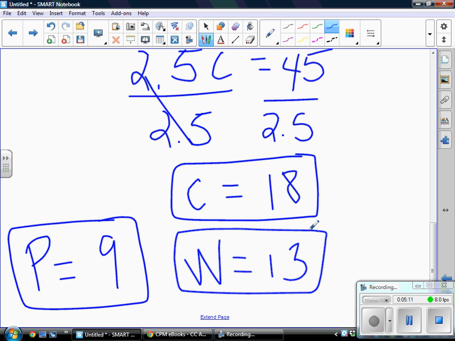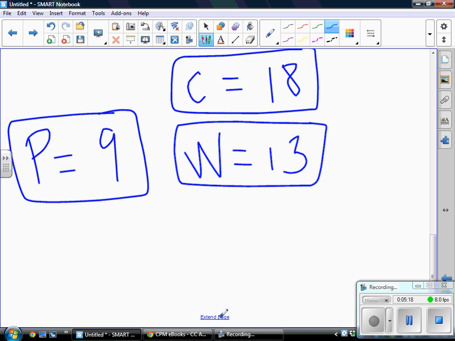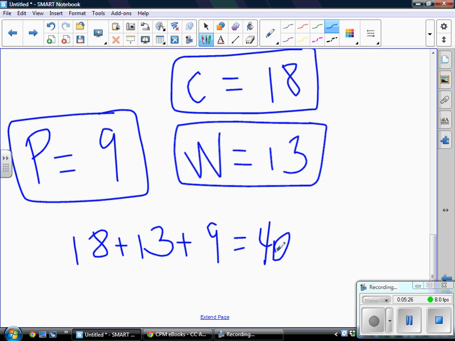And if I double check, all of those should add back up to 40 since I had 40 total. 18 plus 13 plus 9 should equal 40. And it does. So we know our answers are correct.